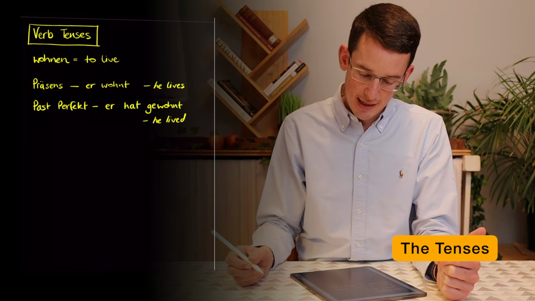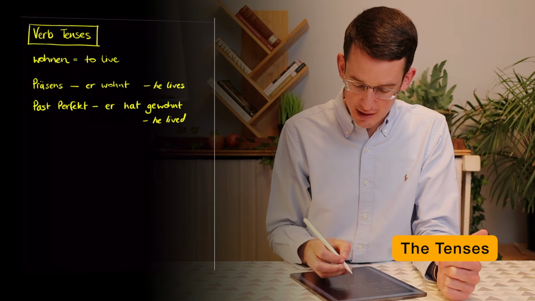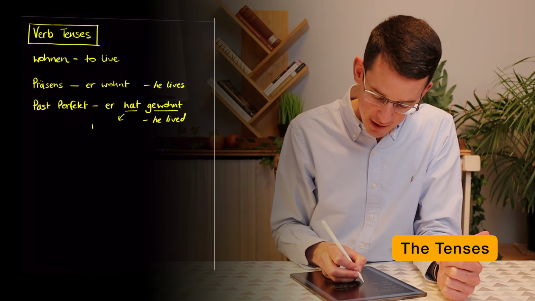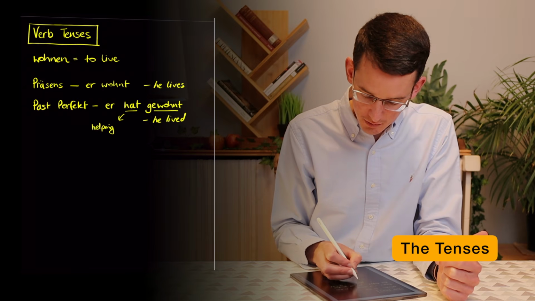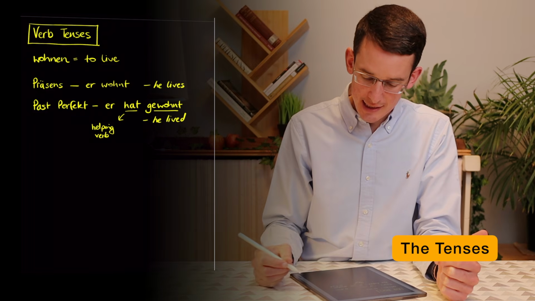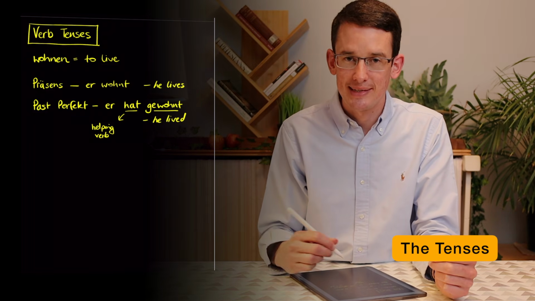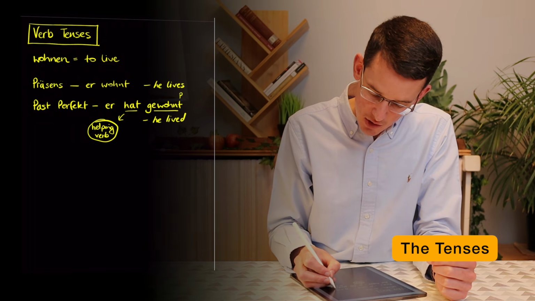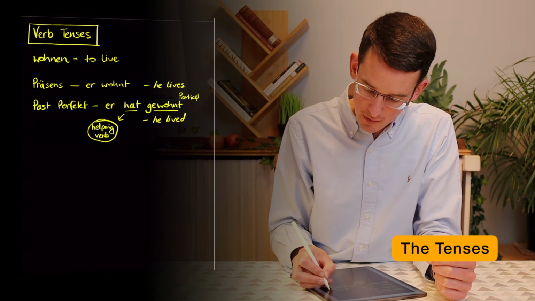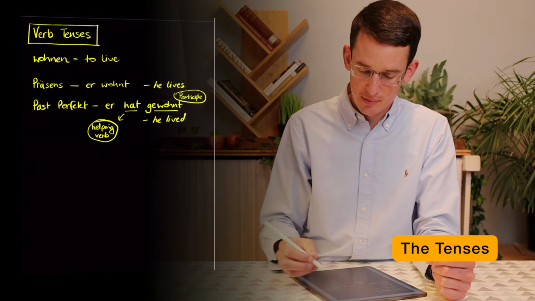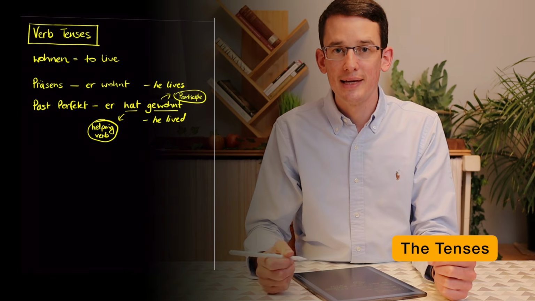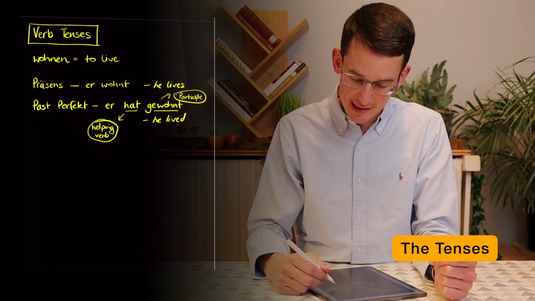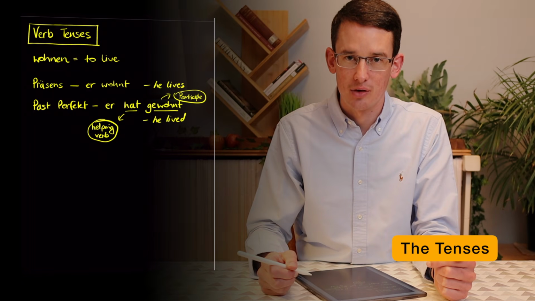Hat gewohnt. And it's made up of two parts. The first part here is called the helping verb. And it doesn't mean he had lived or anything like that. It just means he lived. But this part here is called the helping verb, and this part here is called the participle. And when you form the participle in German, it's usually formed by a GE at the start of the stem and then a T at the end, as you can see from this diagram here.